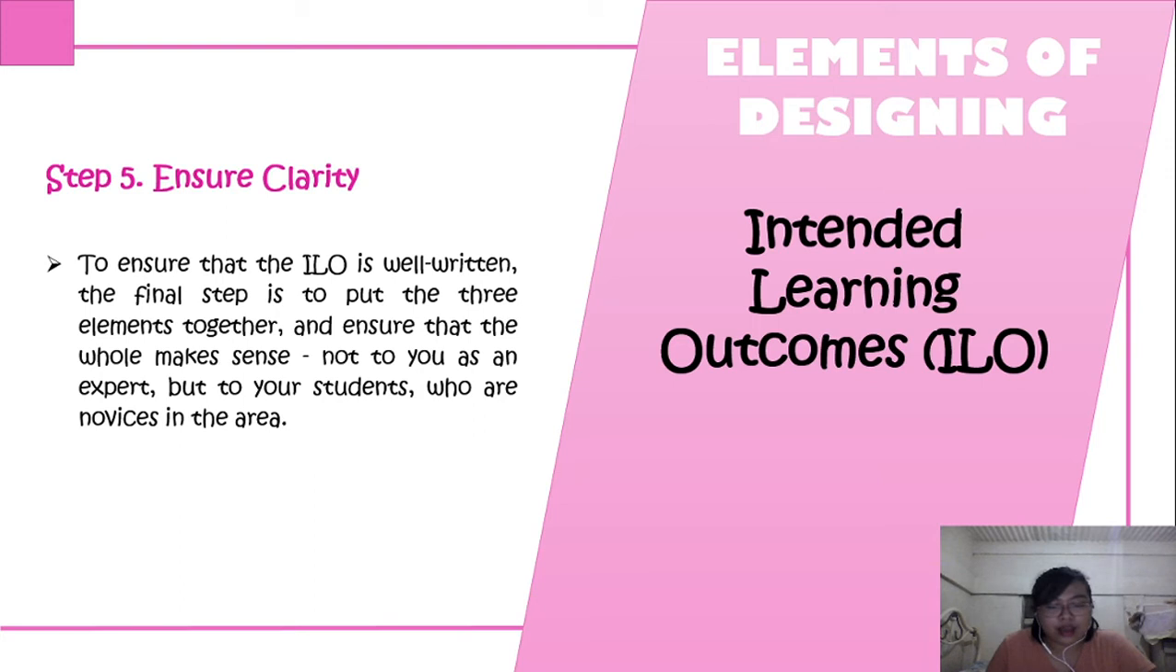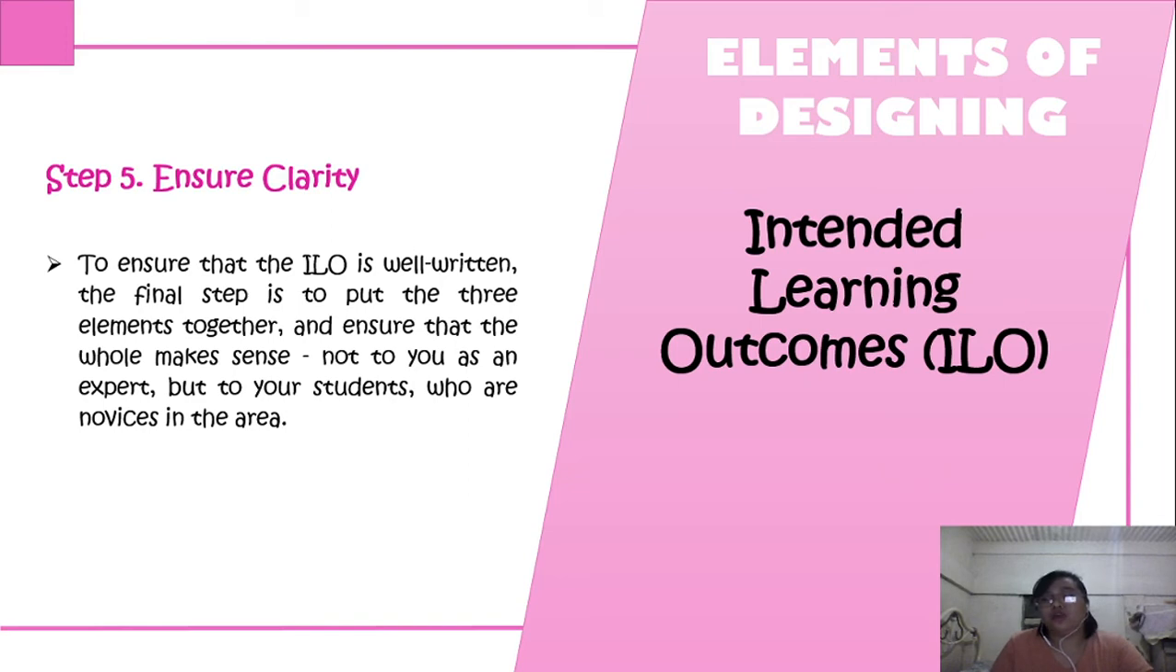So the three elements in writing the intended learning outcomes entail the verb, the content, and the context. For a recap, the first element in designing a curriculum is the intended learning outcomes. In designing the intended learning outcomes, there are five essential steps. We have the purpose, the content, the verb, the context, and lastly we have the fifth step. Fifth step is to ensure clarity.